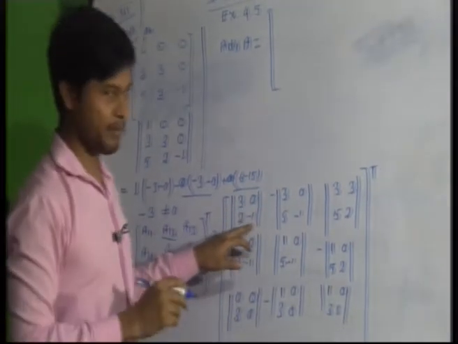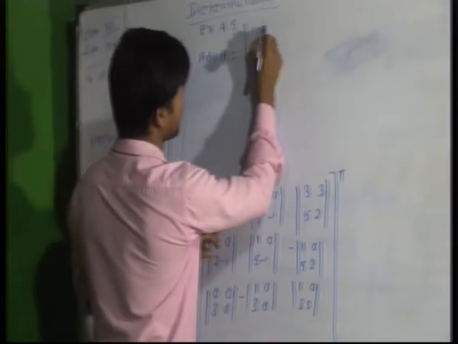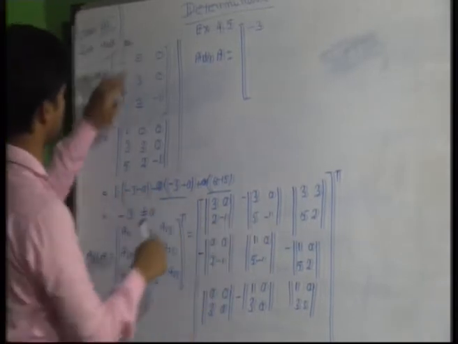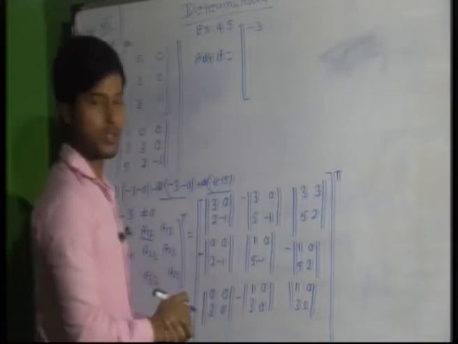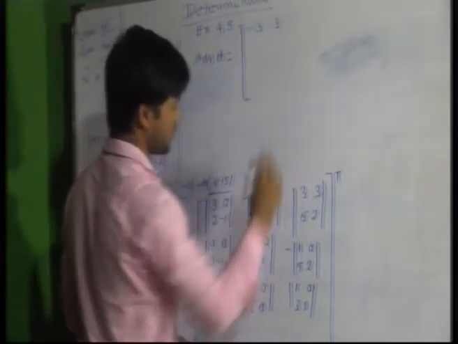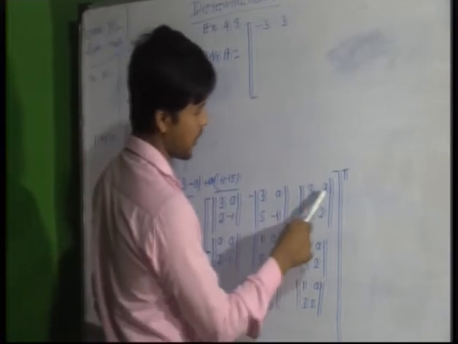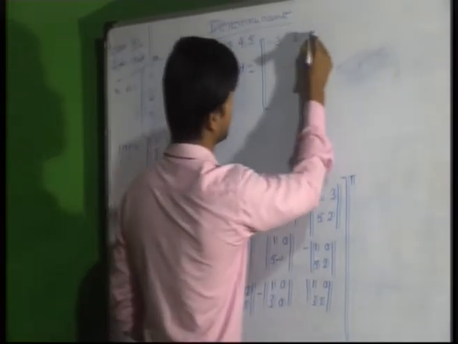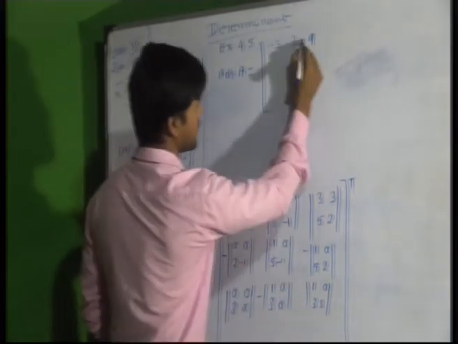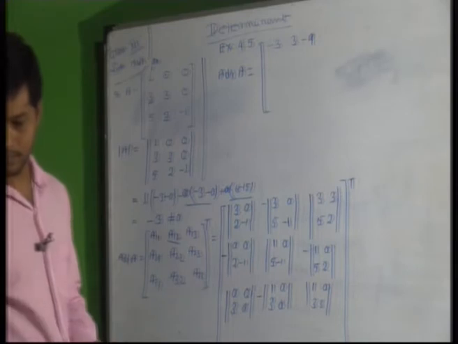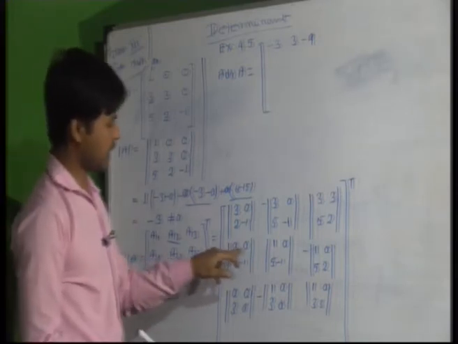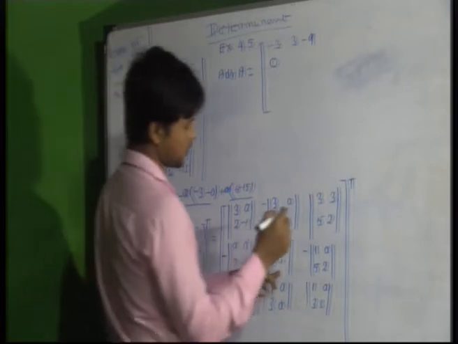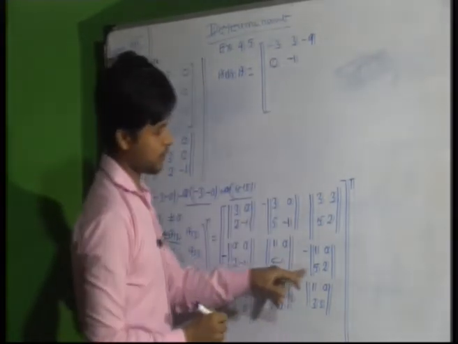So 3 × −1 − 0, so −3. Calculate this one. So this is corresponding to 3 × −1, equal to −3, and the minus together gives you +3. And for this value, 3 × 6 and 5 × 3, so 6 − 15, that is equal to −9. Okay, now calculate this. As the first row contains two 0s, the value of the determinant will be 0. This one will be 1 × −1, so it is −1. And the value of this determinant is equal to −2.